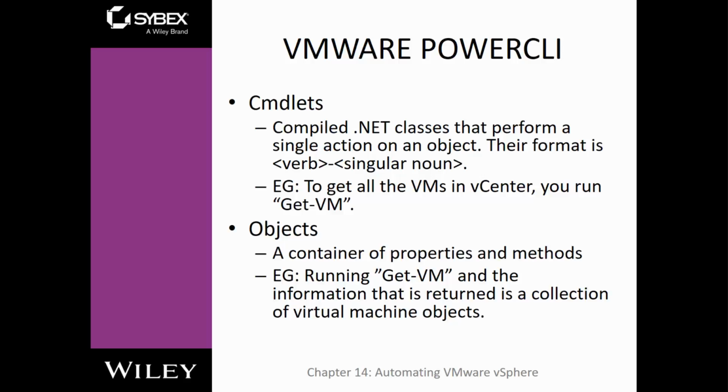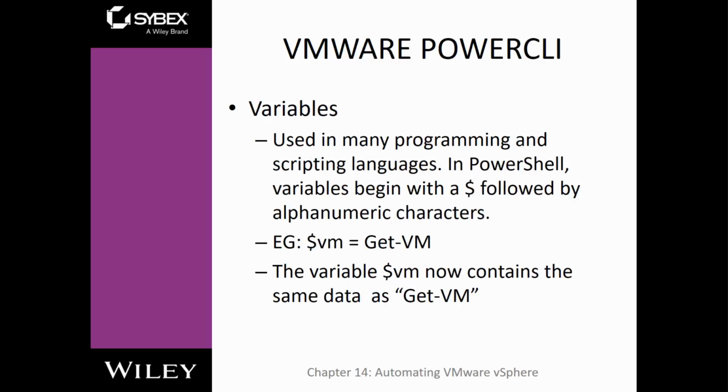Normally a cmdlet is a verb, hyphen, a singular noun, like Get-Something, an action to an object. The objects are also containers of properties. So in Get-VM, VM would be the container of those properties. You can also use variables, because PowerShell allows for the use of variables.